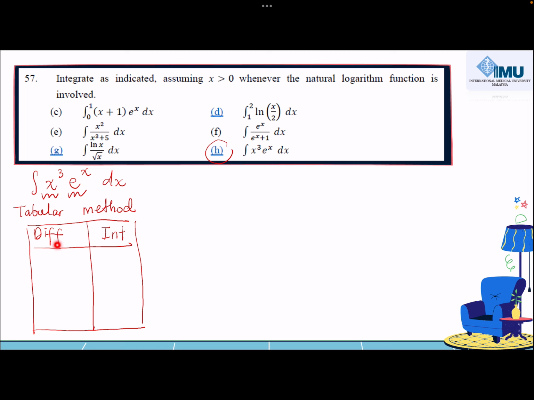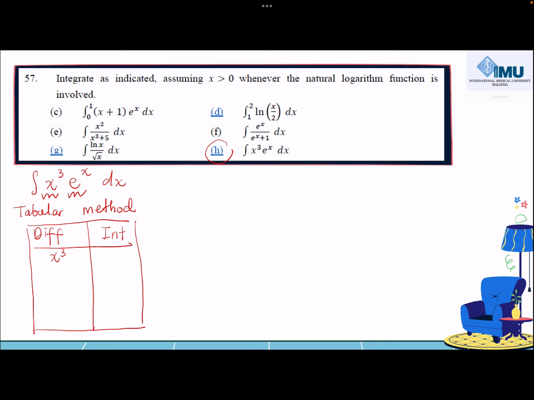Choose your differentiation term, where when you differentiate, it reduces to 0. If you notice e^x, if you differentiate multiple times, it will never reduce to 0. It will always be e^x, and e^x. So it's not a suitable term to be selected as the differentiation column. Hence, I'm going to choose x cubed.